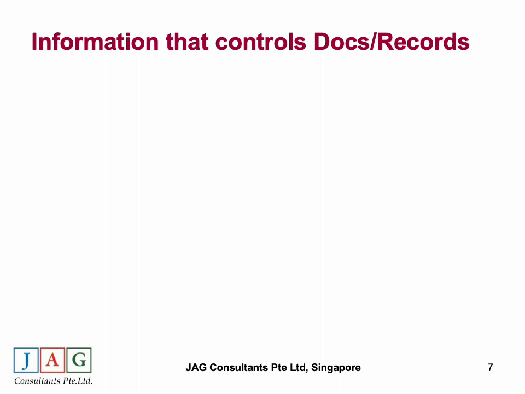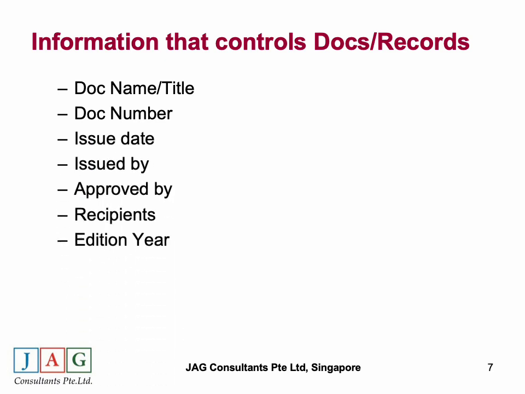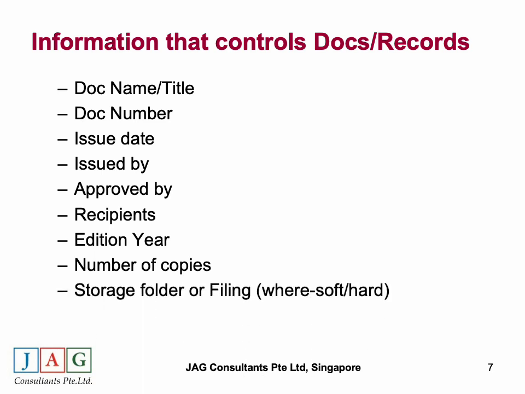Now, what exactly is the information that we control in documents? Every document should have a title, number, issue date, issued by, approved by, recipient, and edition year, applicable for SOLAS publications, makers manuals, IMO publications, and any other publications coming from an outside source. How many copies are there in the organization? Where exactly are these stored or filed? That's for records: how long these records are to be kept.